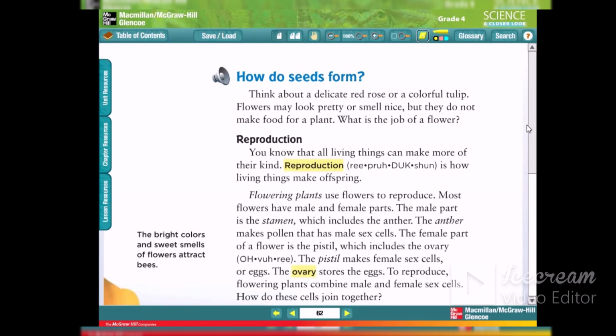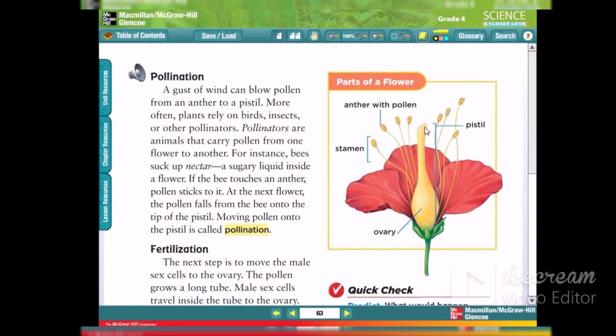Now we are talking about the plant. Let's take a closer look at the flower, what the flower parts are, and how this plant can reproduce. In this picture, as you see here on page 63, you can see the parts of the flower.